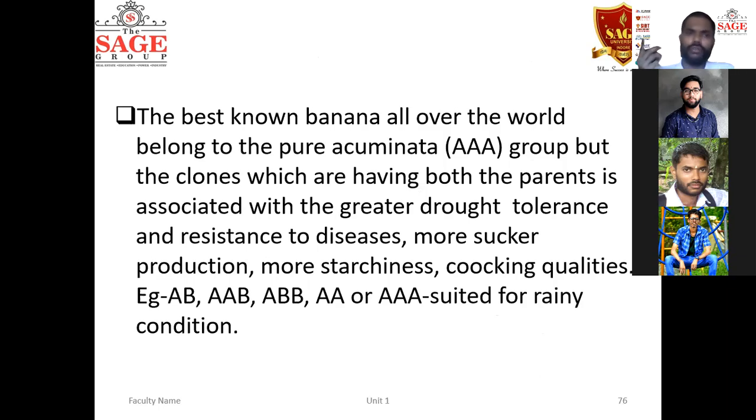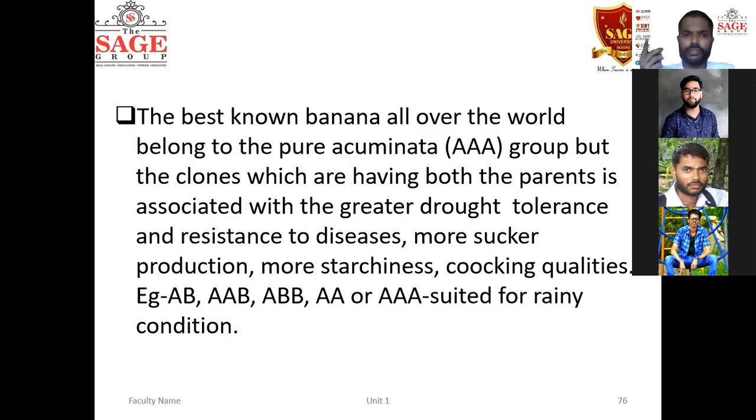The best known bananas all over the world belong to the pure Acuminata triploid, that is, the AAA group. But the clones which have both the parents are associated with greater tolerance. Both the parents means that it includes B also, Balbisiana. Suppose any AB or AAB or ABB, those include the Balbisiana genomic group in their constitution.